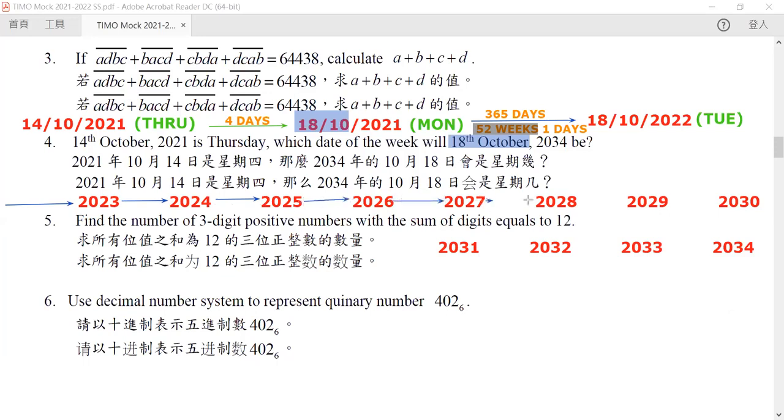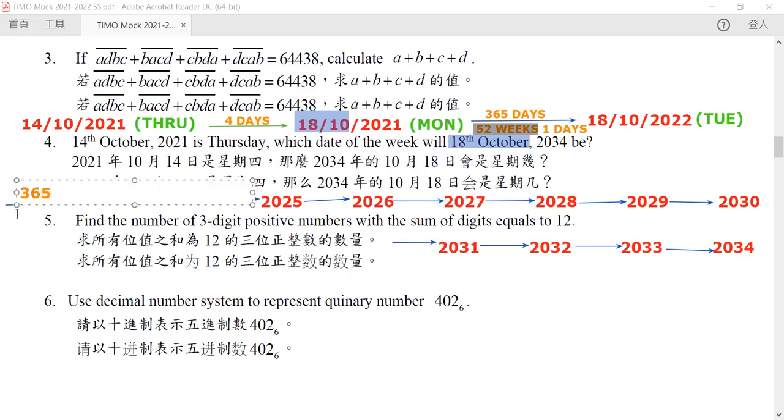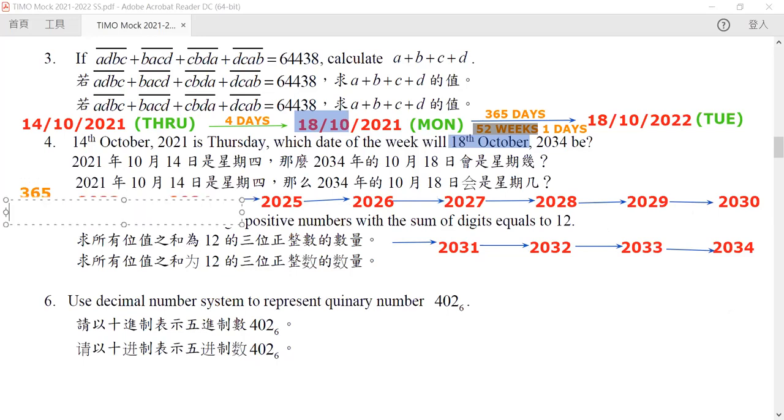Now, for 2022 to 2023, how many days will pass? There will have been 365 days, okay? 365 days, and again, this is 52 weeks with one day extra. So again, we know that the week is not important, the extra day is important. So from 2023 to 2024, again, it will just be the extra 1 day.